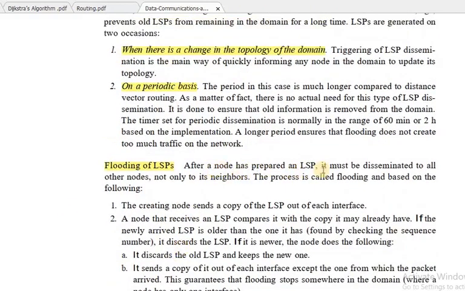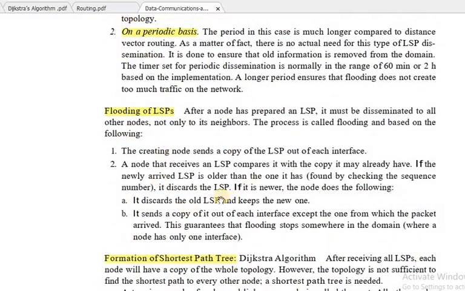After a node has prepared an LSP, it must be disseminated to all other nodes, not only to its neighbors. Only giving it to neighbors is not going to suffice. We need global knowledge, and if you give it only to neighbors, it is going to take a huge amount of time till everybody knows about everything, and we don't want that. We want to send it to everyone. The process is called flooding, and these are the things that have to be ensured.